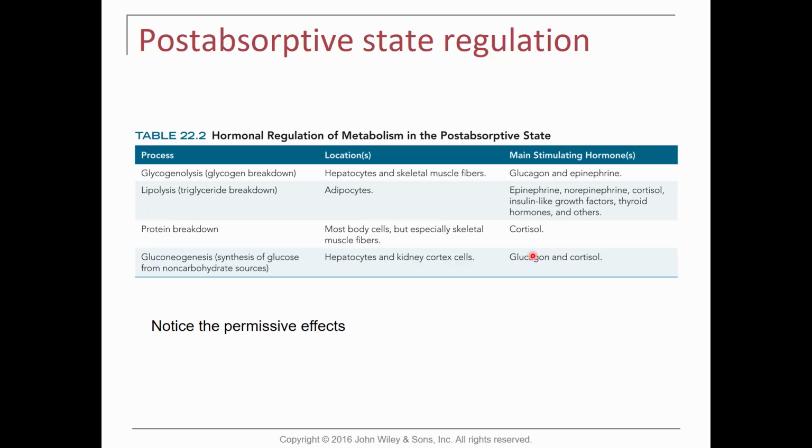And glucagon with the permissive effects of cortisol are going to promote gluconeogenesis and the increase in blood glucose levels. So notice we have some permissive effects. Growth hormone interacting with epinephrine, growth hormone being permissive for glucagon, cortisol being permissive for glucagon, and those sorts of things. But notice all the things that are happening to raise blood glucose level because you haven't eaten for a while and your blood glucose level is low.